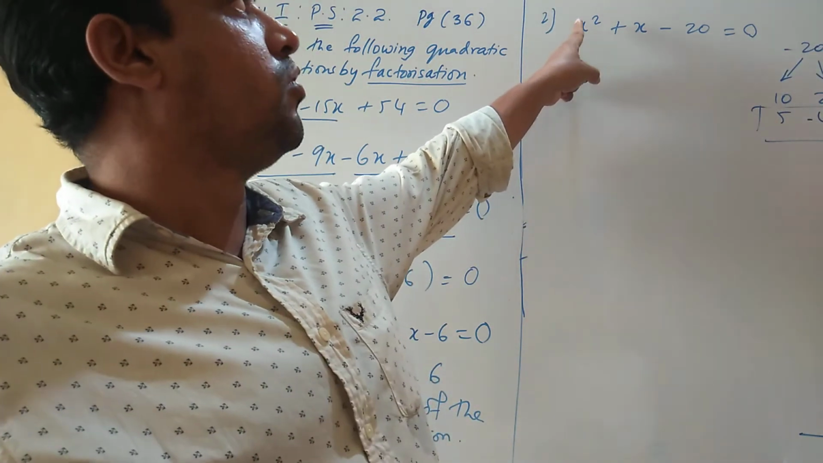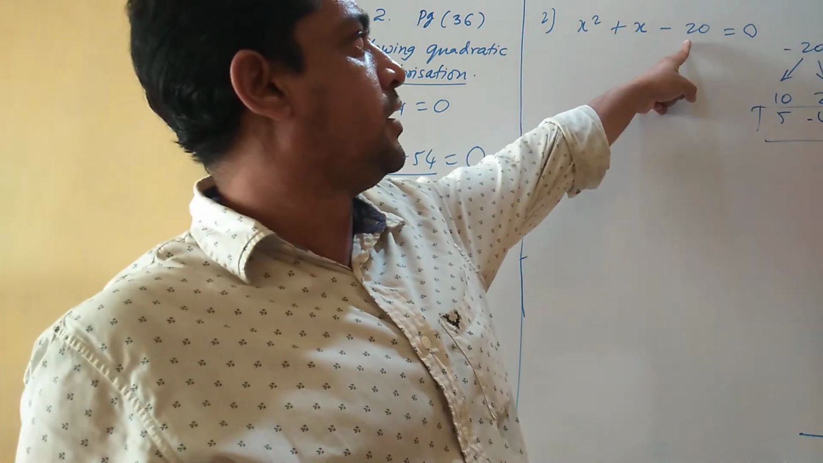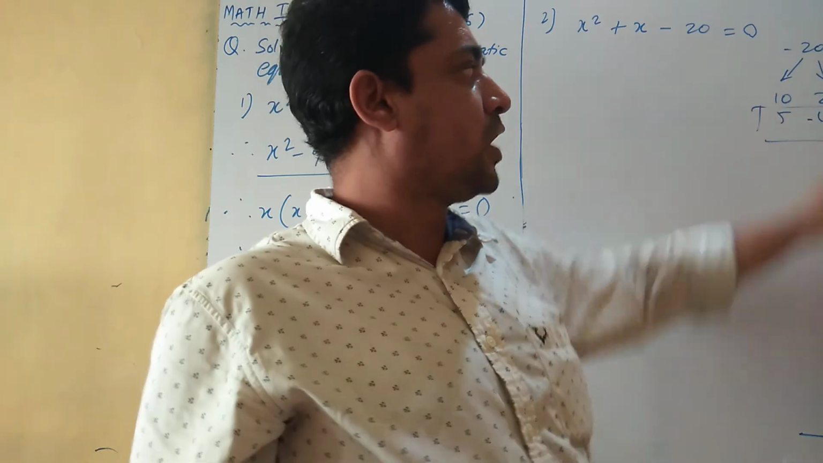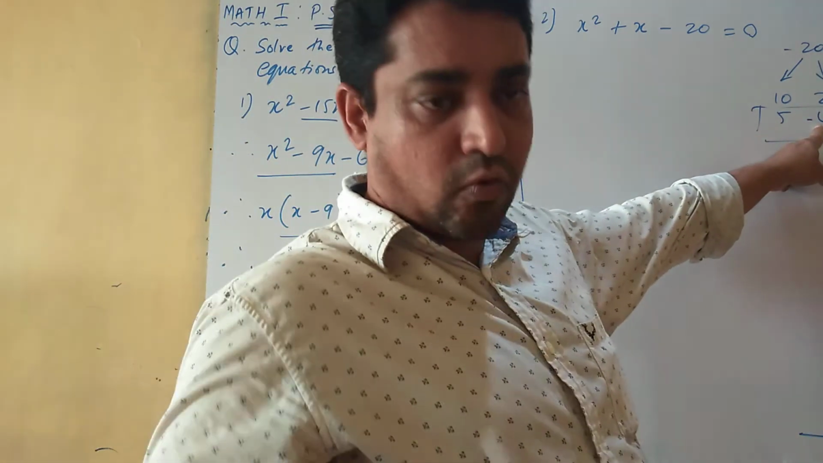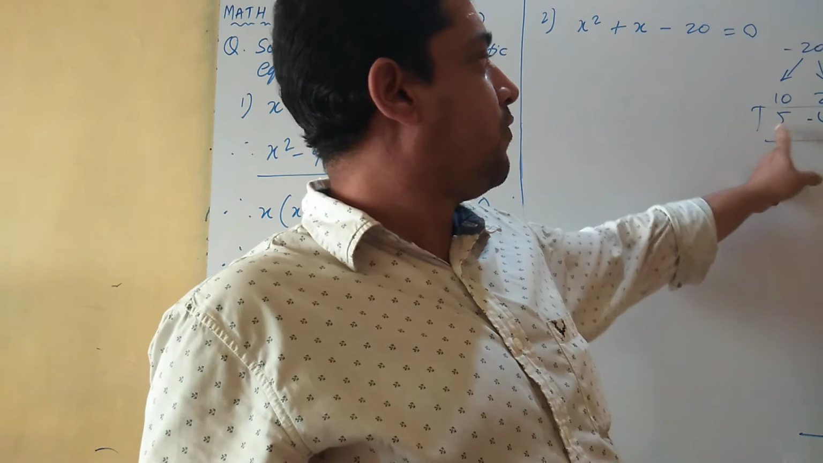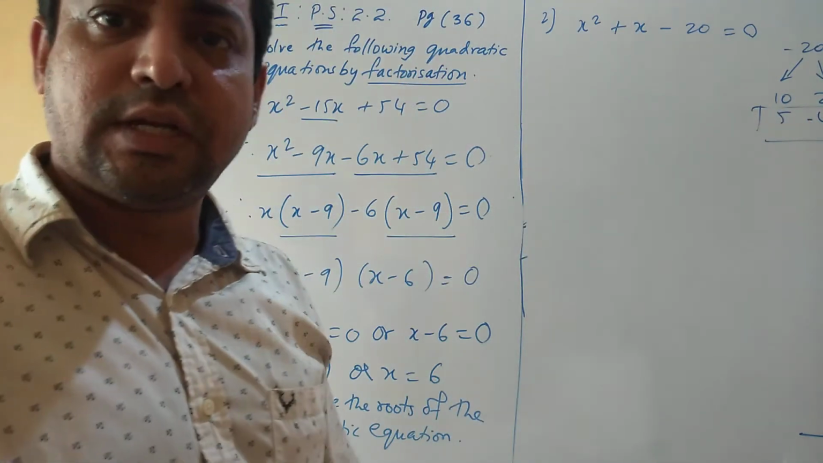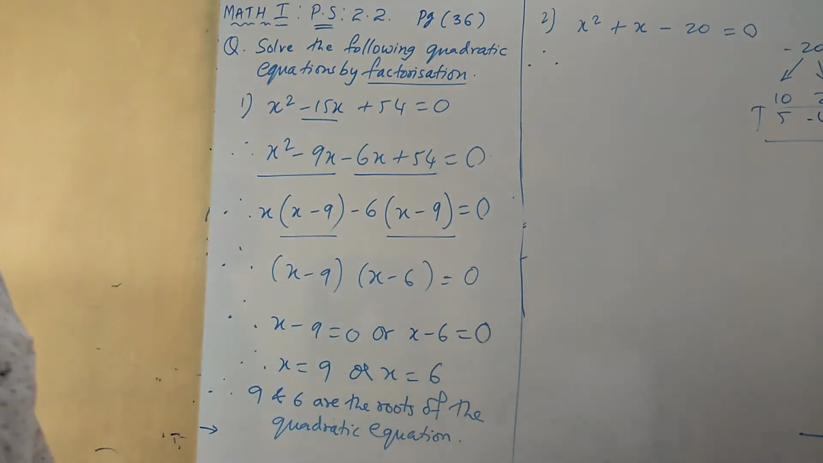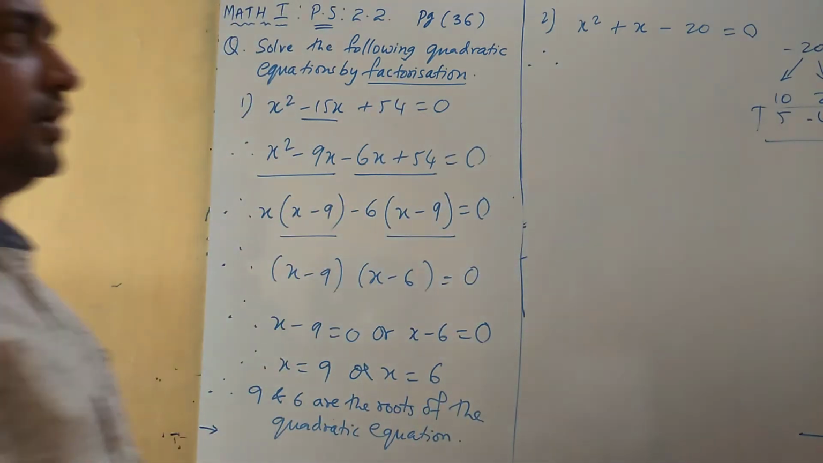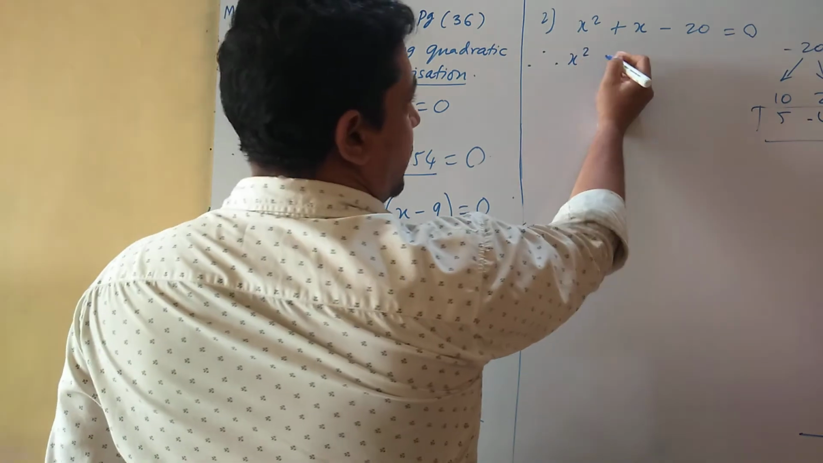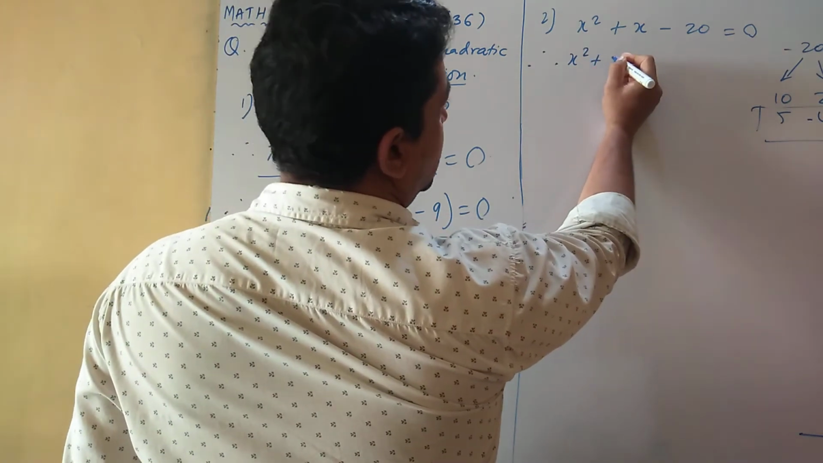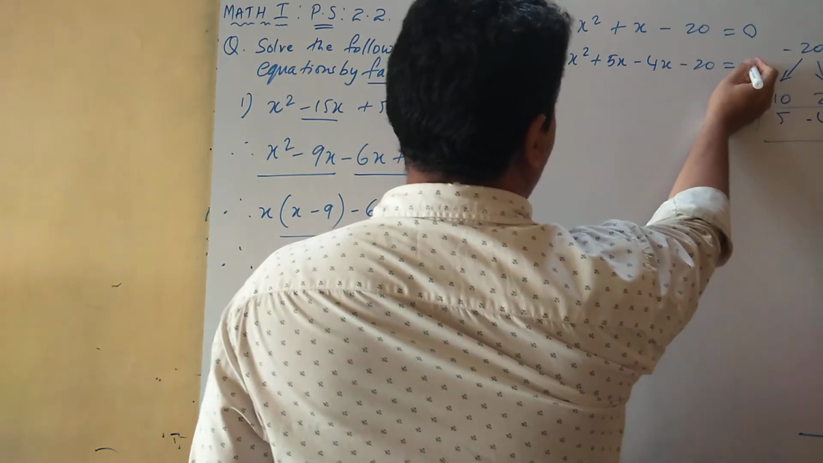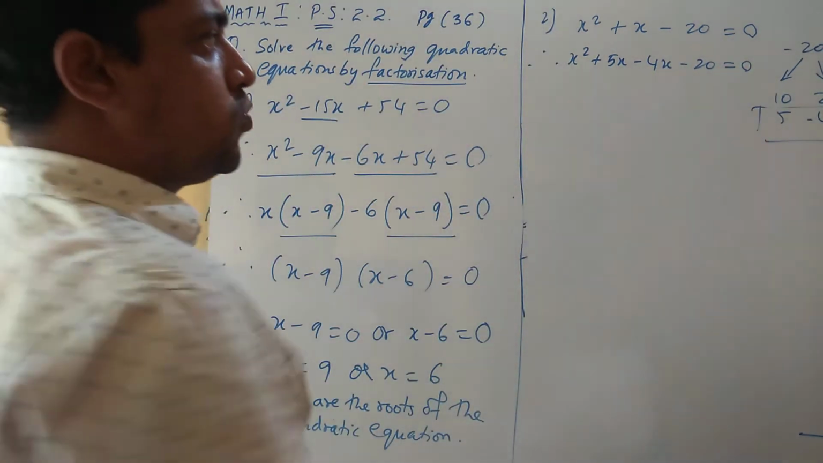The coefficient of the first term is 1 and the third term is minus 20, so I should get minus 20. So 5 fours are 20, and 5 times minus 4 is minus 20. 5 minus 4 is 1. Is it clear? So this is easy now. Now the steps will be exactly the same. You will have to write the factors. x square plus 5x minus 4x minus 20 is equal to 0. We'll make two pairs.